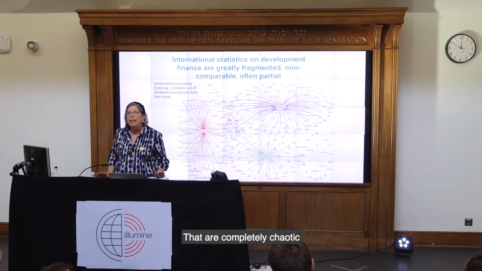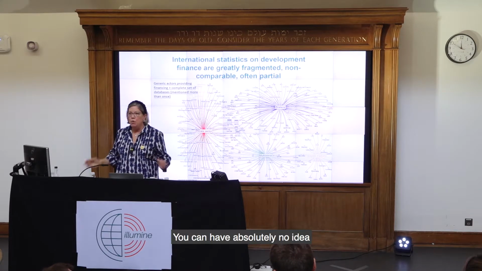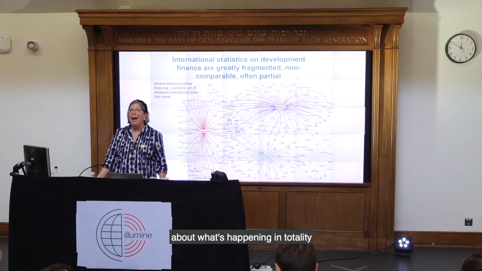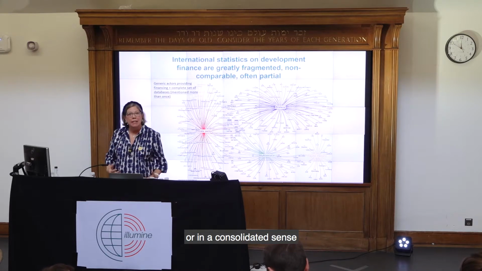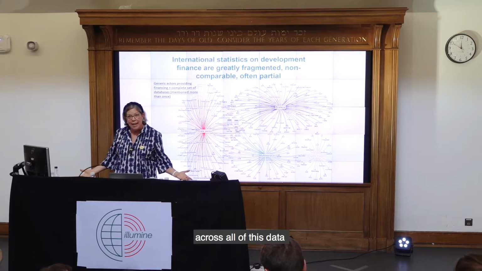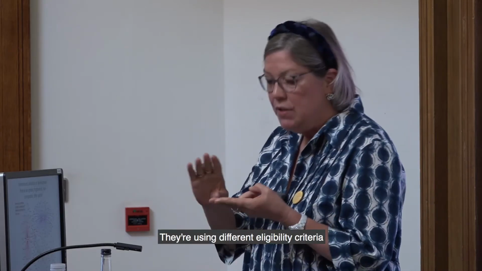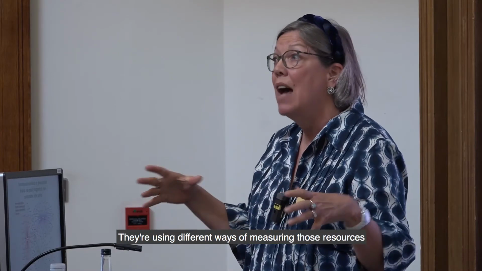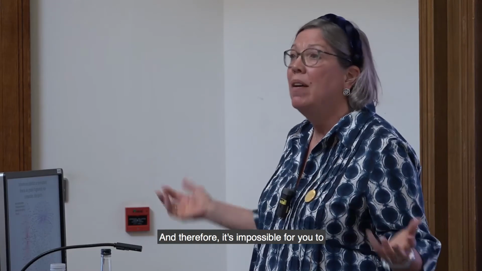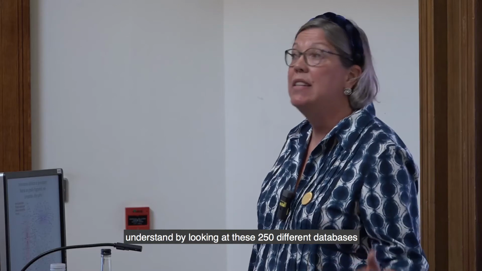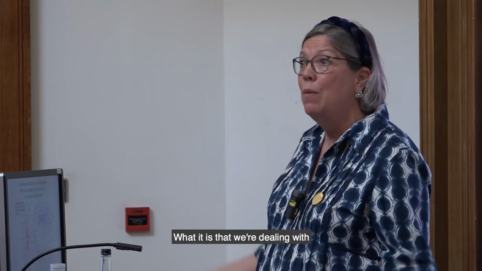They are completely chaotic. You can have absolutely no idea about what's happening in totality or in a consolidated sense across all of this data, because everybody's using different definitions. They're using different eligibility criteria. They're using different ways of measuring those resources. And therefore, it's just impossible for you to understand, by looking at these 250 different databases, what it is that we're dealing with.